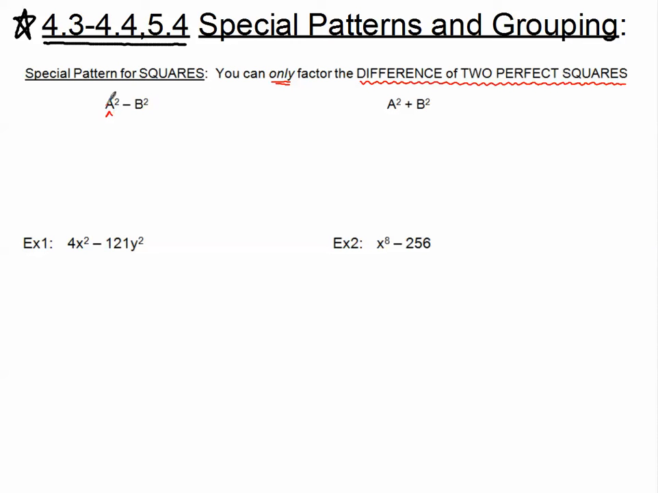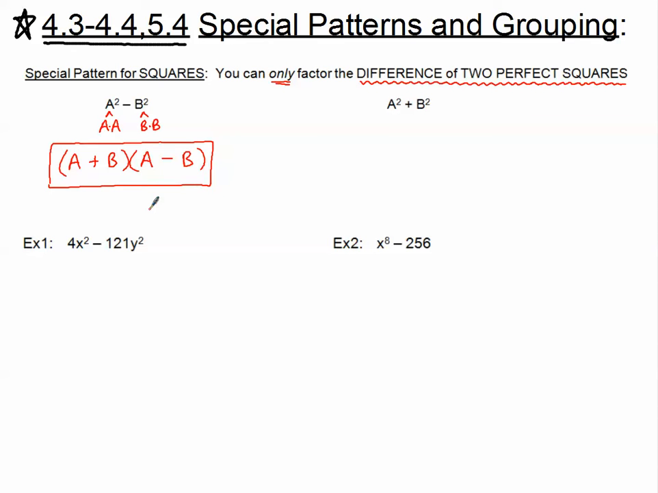We're going to split apart the first term into its perfect square. A times A makes A squared. We're going to split apart the last term into its perfect squares. B times B is B squared. We're going to write our two sets of parentheses. The perfect square from the first goes in the front, A and A. The perfect square from the back goes in the back, B and B. One factor will have a positive sign, the other factor will have a minus sign. Finished. That is the difference of two perfect squares pattern.